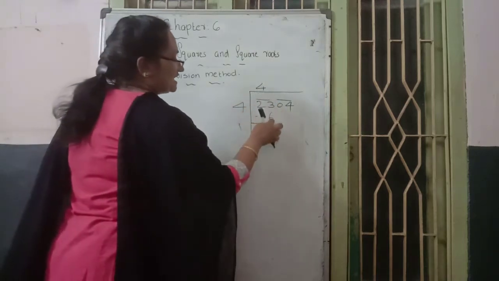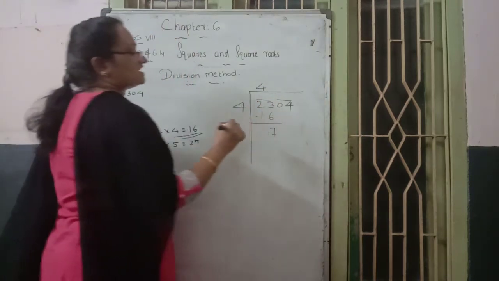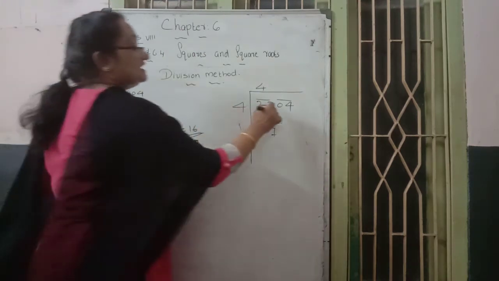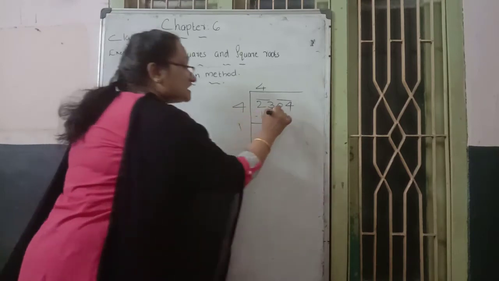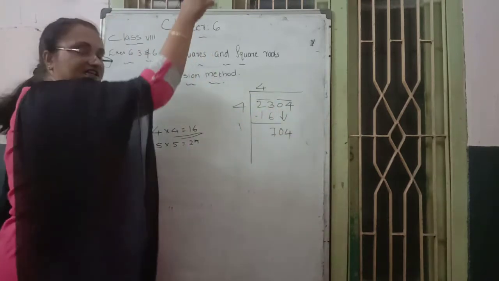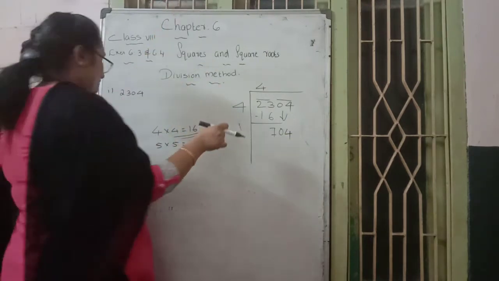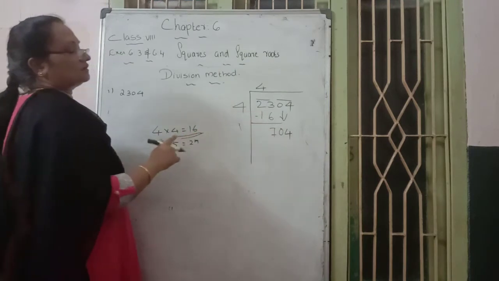3 minus 6 is not possible. So borrow: 13 minus 6 becomes how much? 7 is the answer. Next, bring down the next number. We kept a bar, so those two numbers are brought down, not one number only. The bar carries two numbers down. So write down 04.